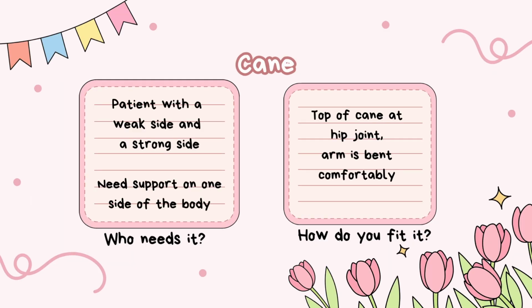A patient will use a cane if they have a weak side and a strong side, and they only need support on one side of their body. How you fit it to your patient is the top of the cane should be level with the hip joint, and the arm should be comfortably bent at the elbow.